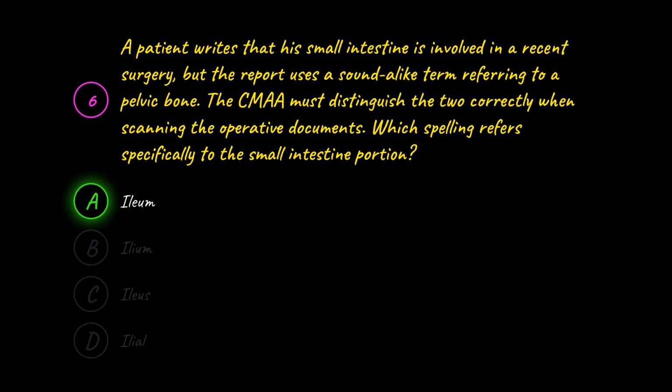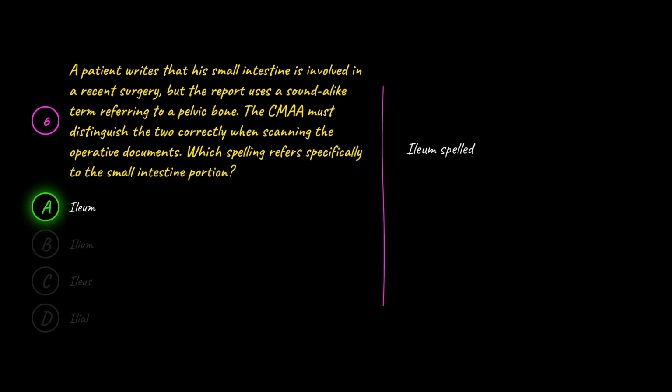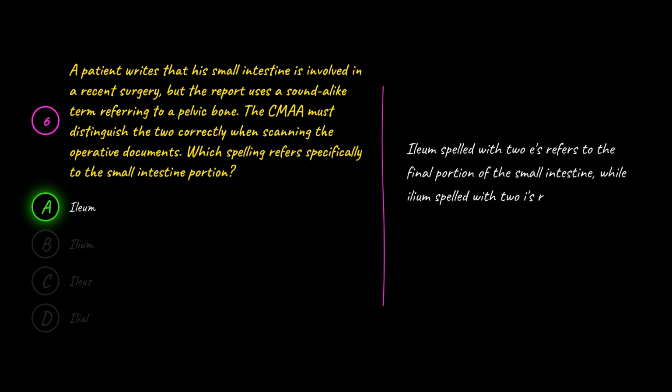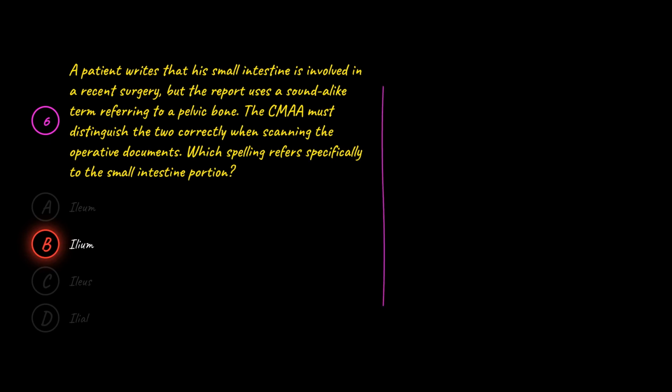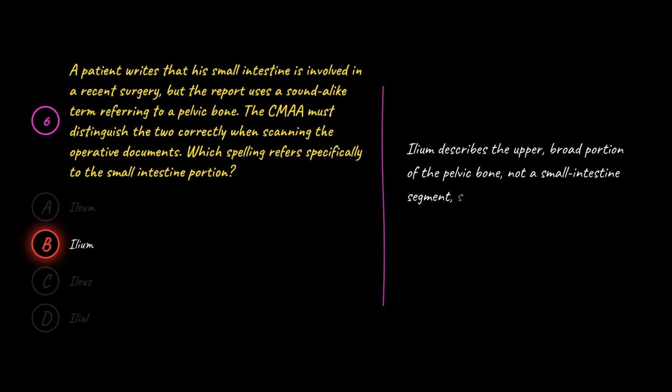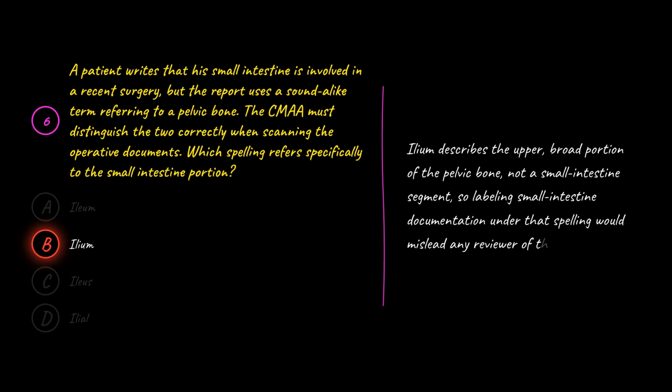The correct answer is A. Ileum. It is correct because ileum, spelled I-L-E-U-M, refers to the final portion of the small intestine, while ilium, spelled I-L-I-U-M, refers to the upper part of the pelvic bone, which is a frequently confused homophone pair. B is wrong because ilium describes the upper, broad portion of the pelvic bone, not a small intestine segment, so labeling small intestine documentation under that spelling would mislead any reviewer of the operative records.